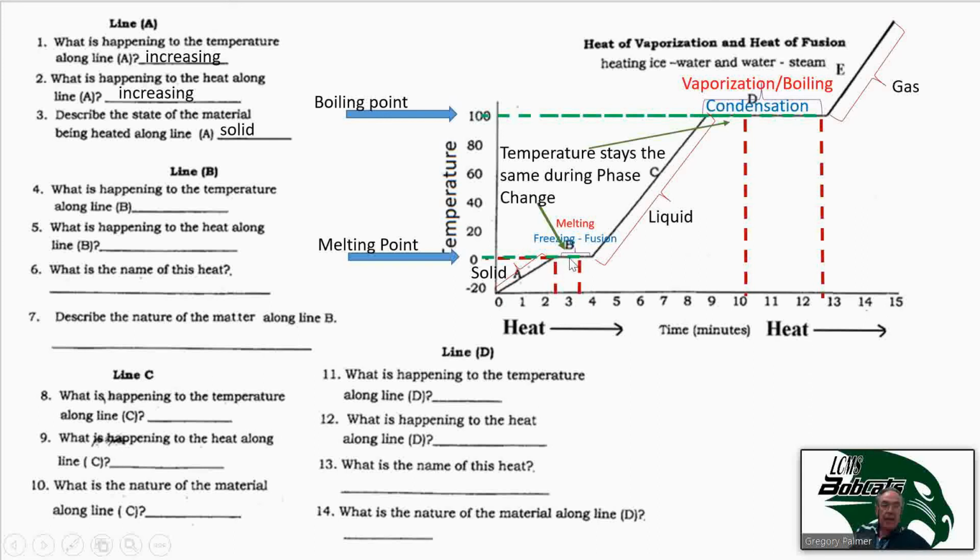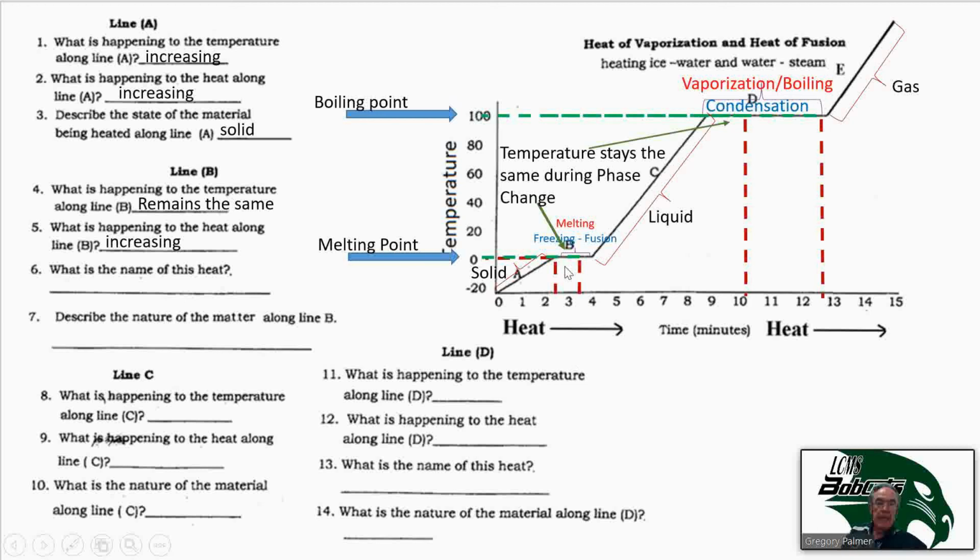What's happening to the temperature along line B? Well, along line B right here, as we said, at the beginning of line B, it's 0. In the middle of line B, it's 0. At the end of line B, it's 0. So the temperature remains the same. What happens to the heat along line B? Well, the heat is on, and it's increasing. It's going from 2.5 to about 4.